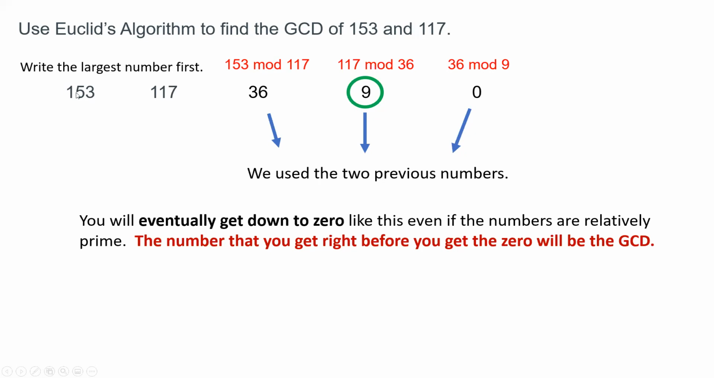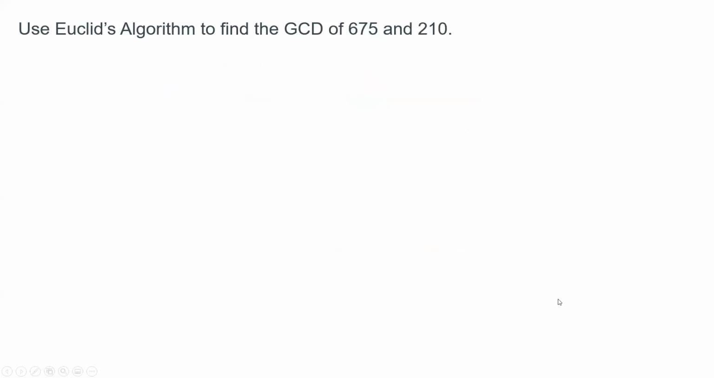Again, we start with the 2, keep doing the mods here, using the 2 previous numbers, and then get down to 0, and then step back 1 step, and whatever number is right before the 0, that's our GCD. Does anybody have any questions on that? Okay, so we could say that 9 is the GCD of those. Let's do another example. We're going to use Euclid's algorithm to find the GCD of 675 and 210.